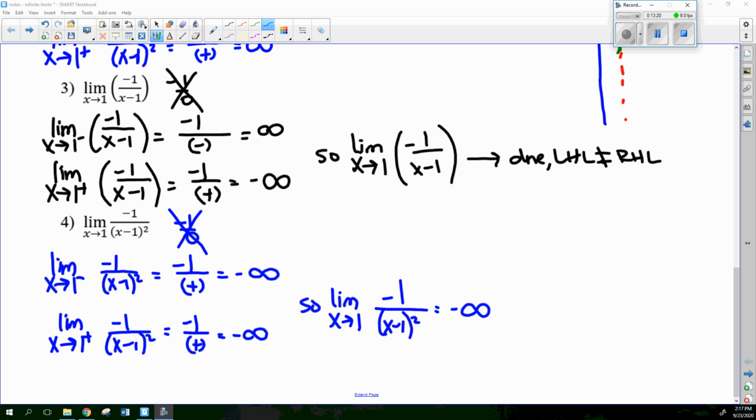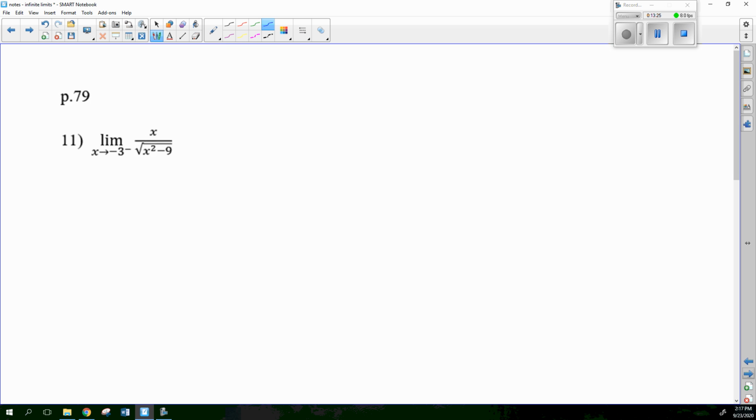All right, on the next slide, I just pulled up problem number 11 from page 79 that we were talking about in class, where you were checking the limit as x approaches negative 3 from the left. Now remember, because it has a square root, you're supposed to check the domain right from the get-go. You should not be trying direct substitution. You have to check the domain. So you have to ask yourself, is negative 3 from the left in the domain of this function? We talked about that in class.